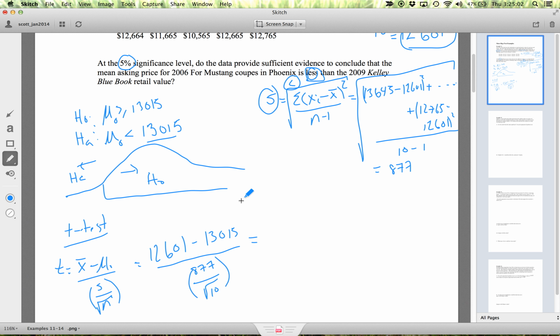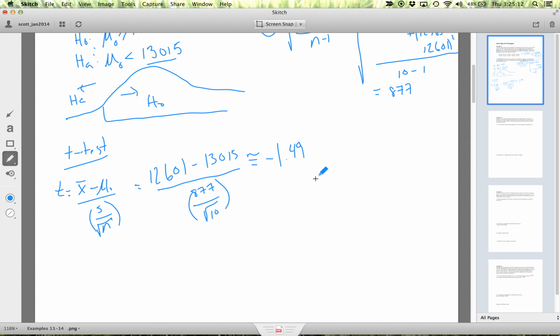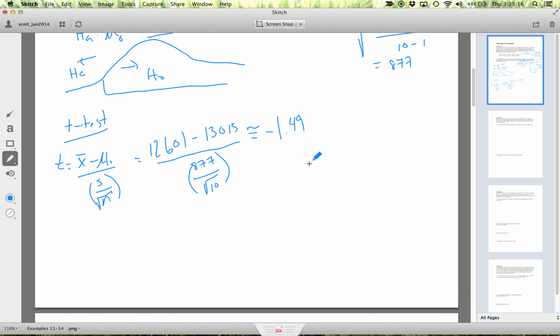Here we'll get a sample test statistic of approximately negative 1.49. What we need to do is find the p-value so we can make a decision about our hypothesis. Finding p-values by hand for t-tests is a little bit difficult, so what we need to do is go to our t-table.